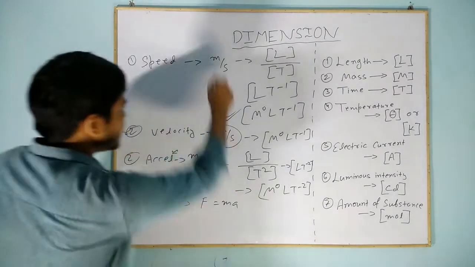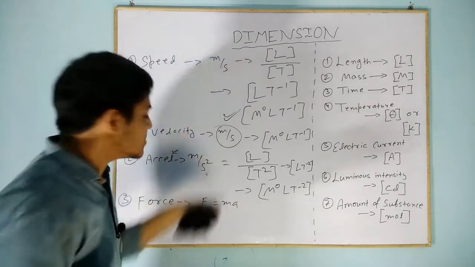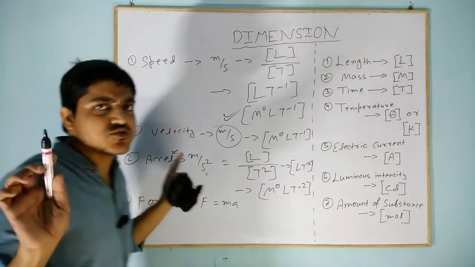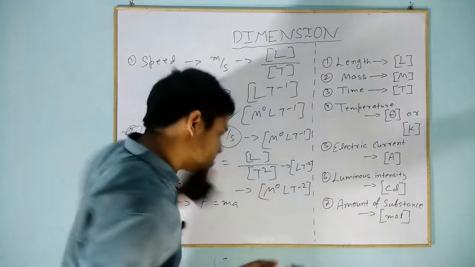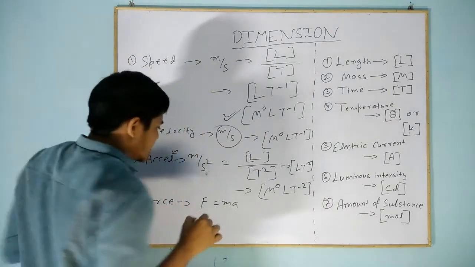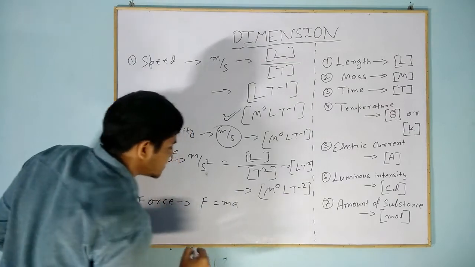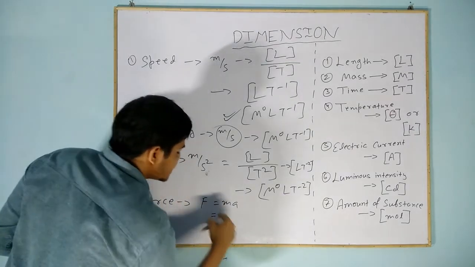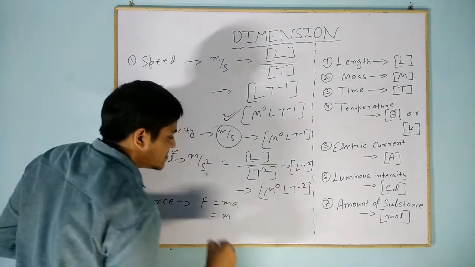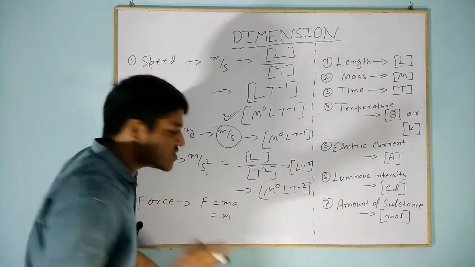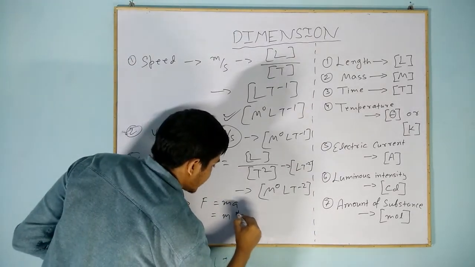See, till now we started with the unit. Now we are starting with the formula. It's up to you. Whatever you find easier, you can start with it. F is equal to mass times acceleration. Mass times acceleration, meter per second square. This is the unit of acceleration.